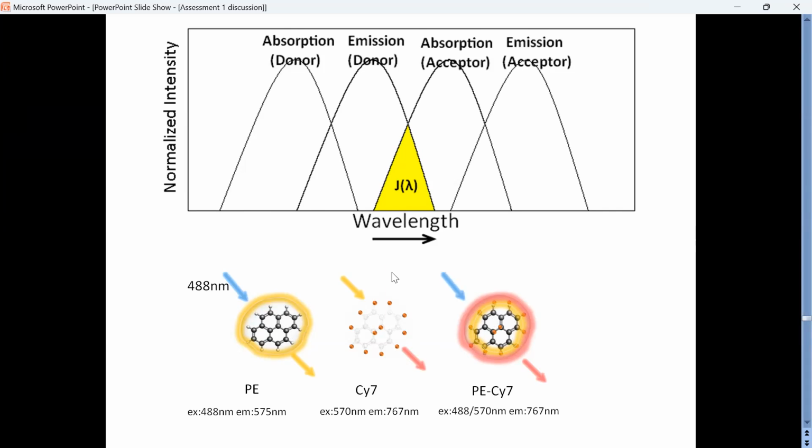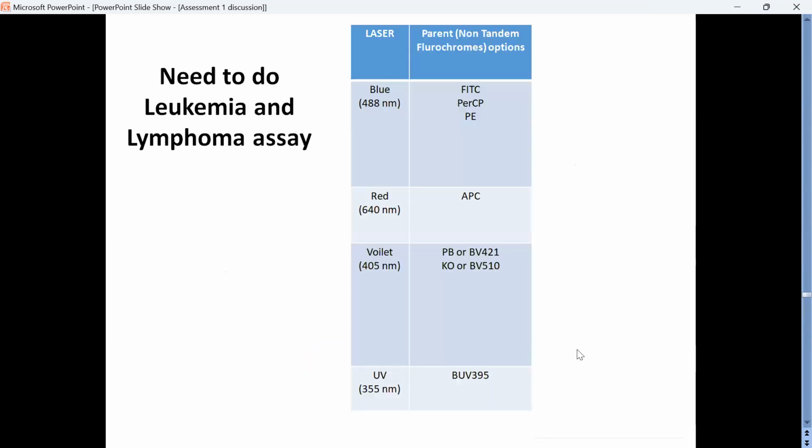So though you don't have an orange laser, the blue laser will excite this tandem fluorochrome and the emitted light will be different from that of PE. PE gives you an orange or yellow signal, whereas this tandem fluorochrome PE Cy7 gives you a red signal, red light. That is the beauty of using tandem. Many people have asked, what is the use of tandem? Why should I use tandem? Let me give you an example.